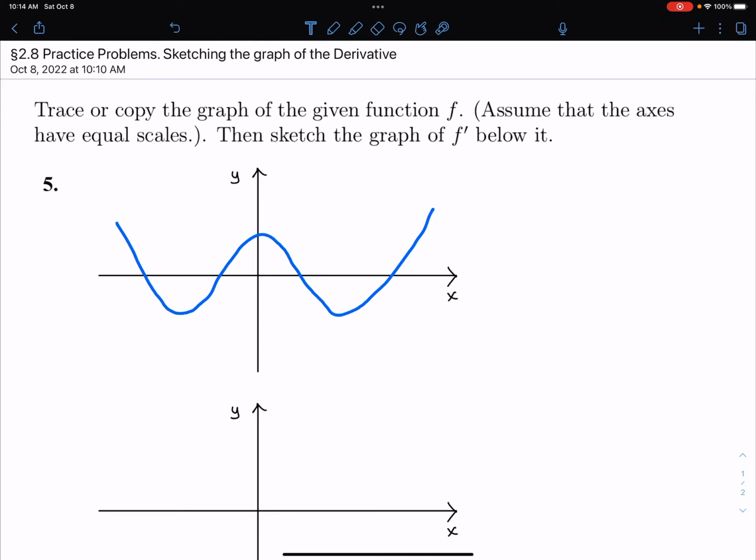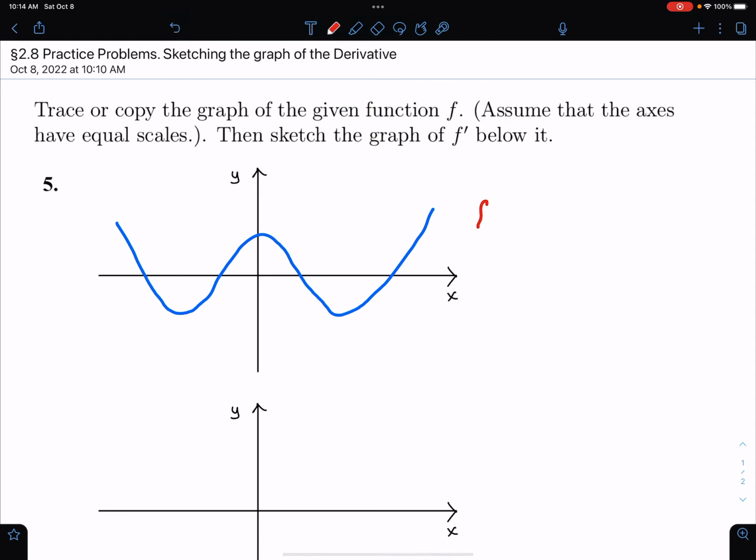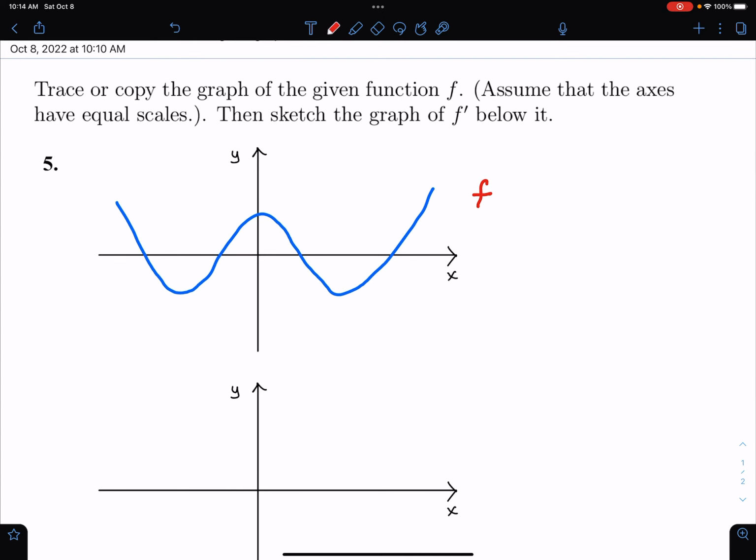Hello everyone. In this video we will do a calculus problem where we are given a curve, and this curve represents a function f, and from that curve we will attempt to sketch the graph of its derivative, y equals f prime of x. So here's the graph of f. I can write y equals f of x. And we will sketch the graph of f prime. All right, now let's get started.